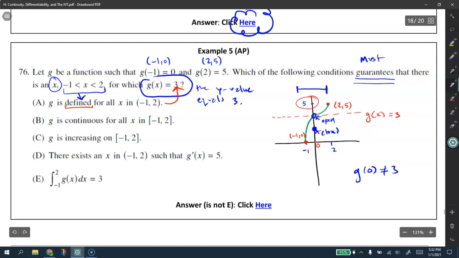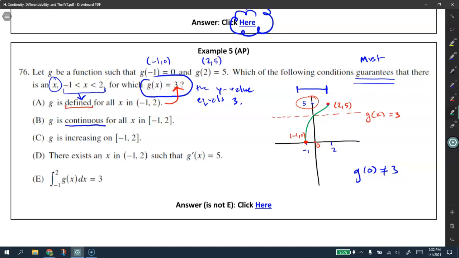Okay, let's take a look at letter B, though. Letter B says that if you are told that g is continuous for all -1 to 2 inclusive. Now, let's try to understand what that would look like. So if we know for a fact, oops, sorry, I got rid of the axes there. So if we know for a fact that this graph is going to be continuous, that means it's got to keep moving without any breaks, all right? No breaks, no point discontinuities, no removables, no asymptotes, no nothing.